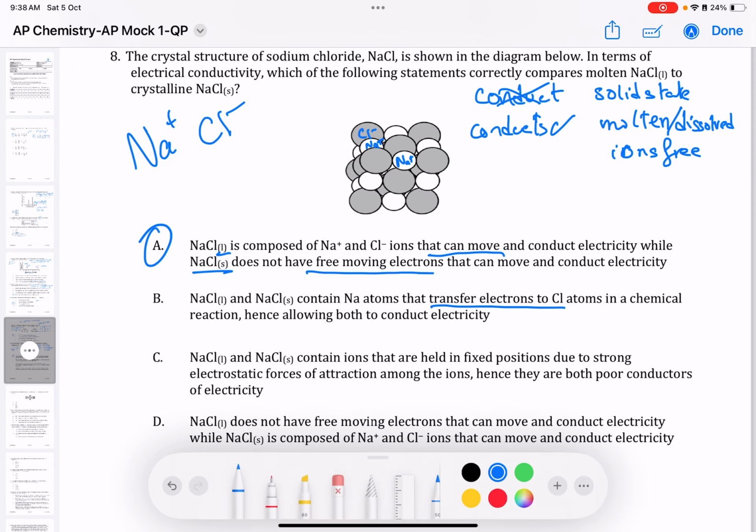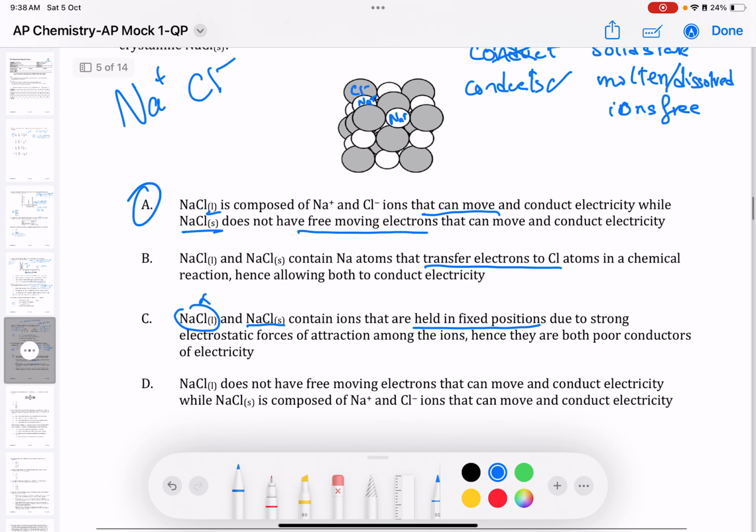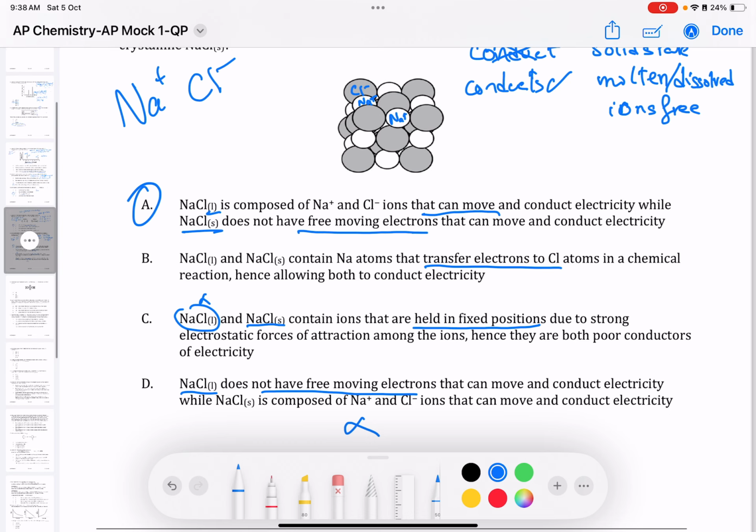It has nothing to do with the transfer of electrons. In crystalline NaCl, ions are held in fixed positions, but in the molten state, no. And here it's saying that the molten does not have free ions, which is not correct. So the best choice is A.